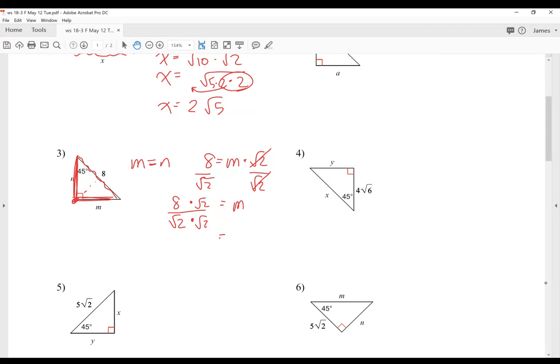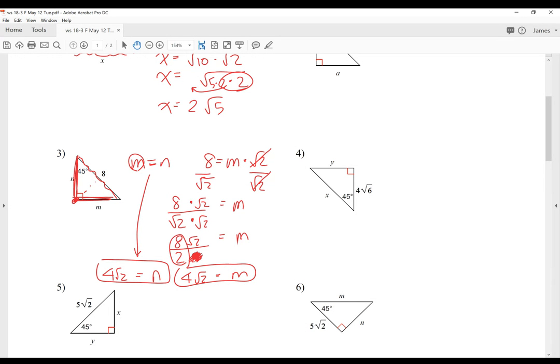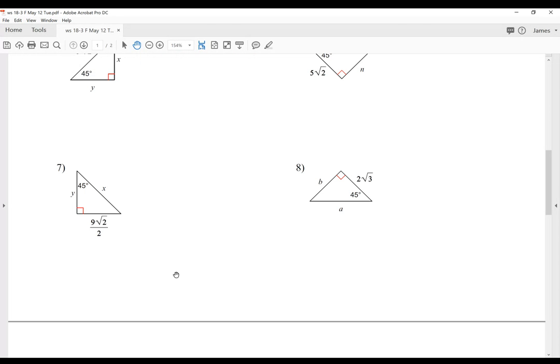You know rationalizing, right? So that turns out to be 8 square root of 2 over square root of 4. But what is the square root of 4? That's whole number 2. And when you have whole numbers like this, then you could put them together. What's 8 divided by 2? That's 4. So if m is 4 square root of 2, then n must also be 4 square root of 2, because they're the same. So that's how it works. Pretty simple. Don't be afraid of fractions.